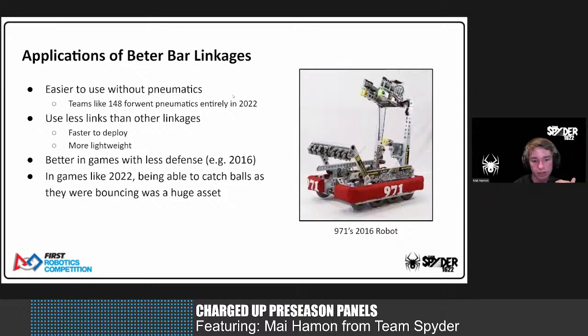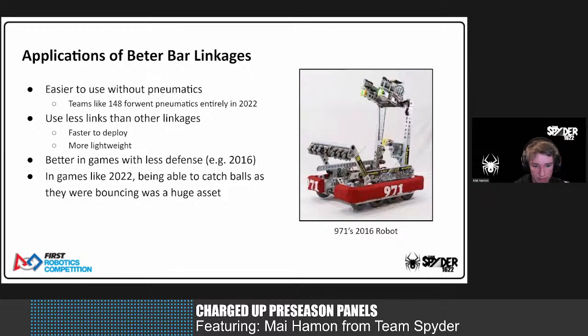First of all, beater bar linkages are much easier to use without pneumatics, as it's simple to connect a rotary power source to a link in order to implement a beater bar linkage, whereas pneumatics are usually linear power sources. As they have fewer links than other linkages, in some cases only 1 or 2 links, they're lighter, and they also deploy faster because fewer rotary joints means less friction. The game in which they saw the most play in recent years is probably 2016, where they were used by a lot of high-level teams due to them being lightweight and compact in a game where you had to fit a lot of mechanisms into a very small space.